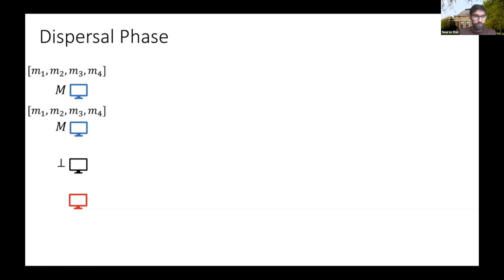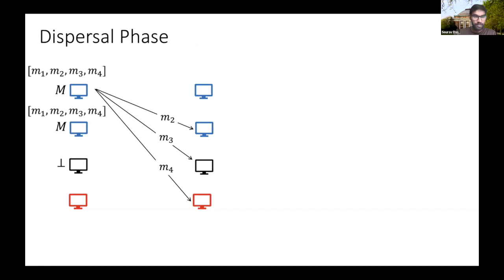Once they encode, the first two nodes will have these vectors of messages. What they will do is send the ith message to the ith node. For example, node 1 sends M2 to node 2, M3 to node 3, M4 to node 4. Similarly, node 2 will also do the same. So each node sends the ith message to the ith node.